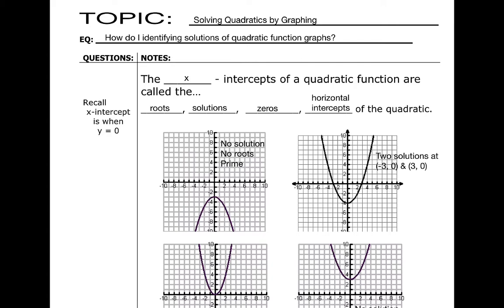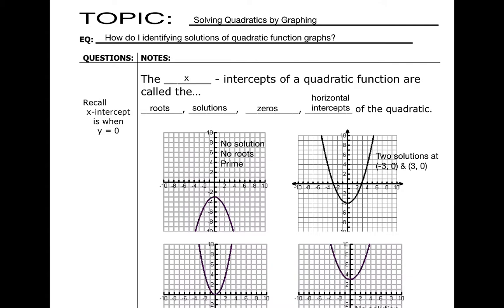So this week we are looking for the x-intercepts of quadratic functions. Those can also be called roots, solutions, zeros, or horizontal intercepts. I don't usually hear this last one, horizontal intercepts, that often. The most common ones are going to be solutions and roots. So let's look at this first one.